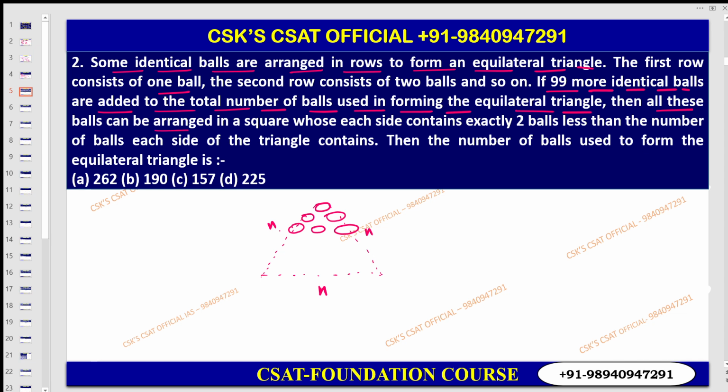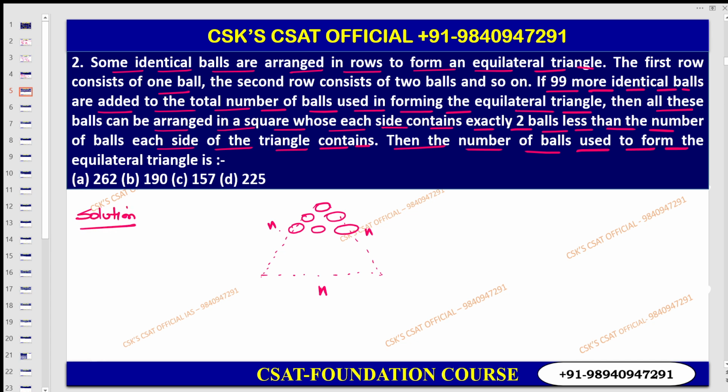Then all these balls can be arranged in a square whose each side contains exactly 2 balls fewer than the number of balls each side of the triangle contains. Each side of the triangle contains n, which means the square's side contains n minus 2. Then you need to find the number of balls used to form the equilateral triangle. So now try to understand one concept here.